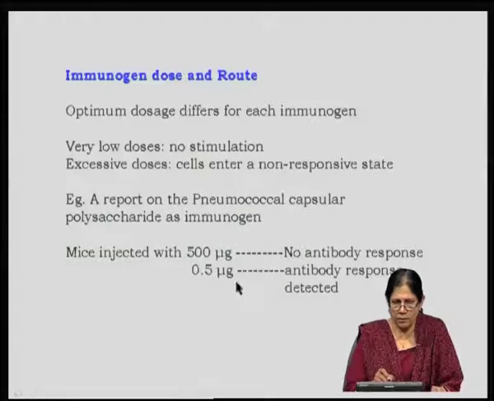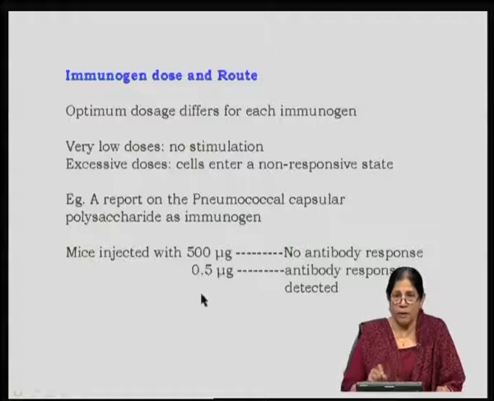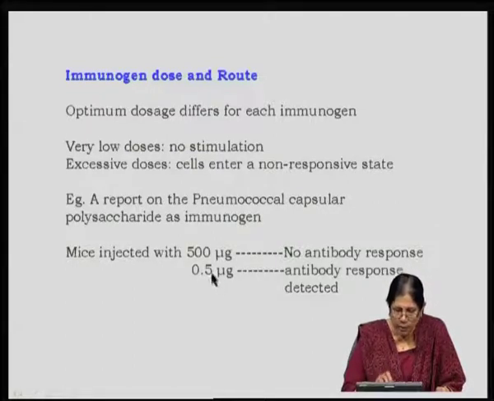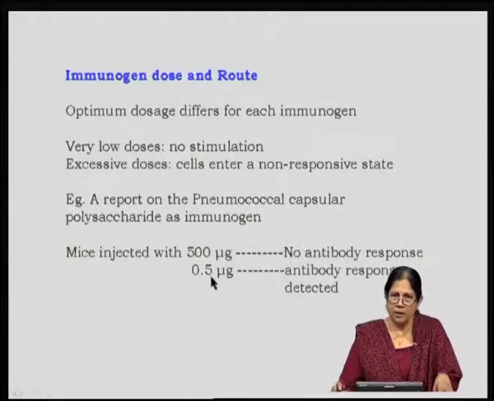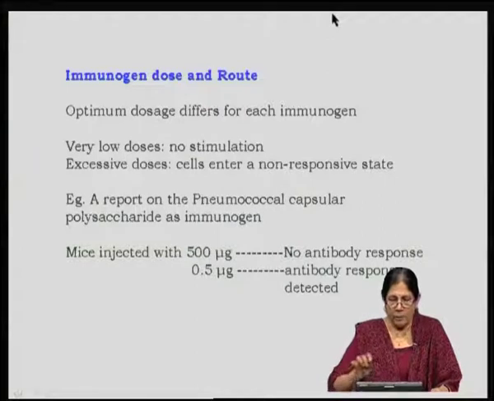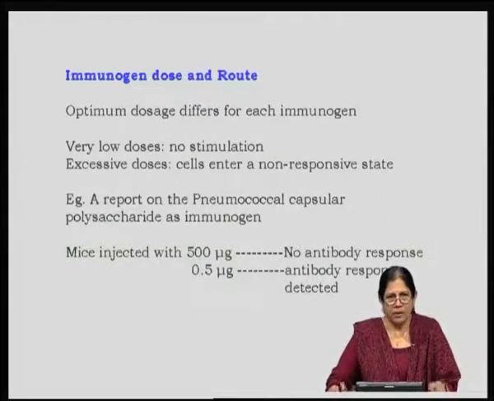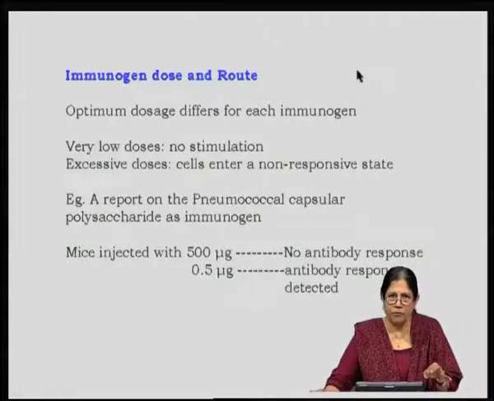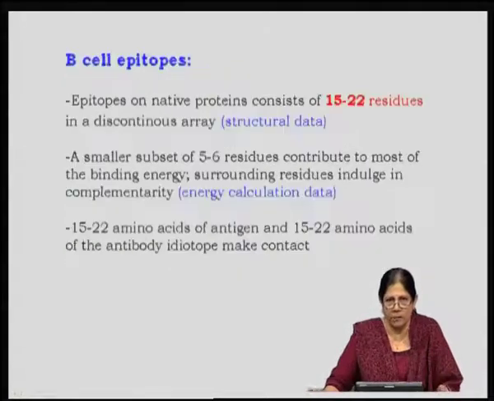Now, in between, I do not remember of course now, but I might guess that 5 micrograms, tenfold higher than the lowest dose, did generate an immune response, but 0.5 in fact generated a better immune response. So, for this pneumococcal capsular polysaccharide, 500 micrograms is too much and 0.5 is best. So, you can imagine for every immunogen, if you want to study the optimum response, one needs to do an experiment. It would be impossible to find this out in any other way.